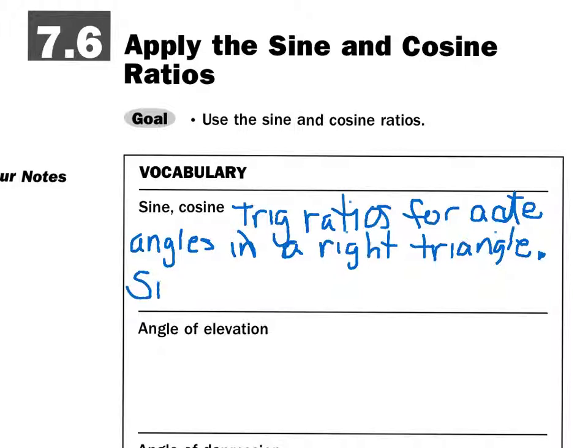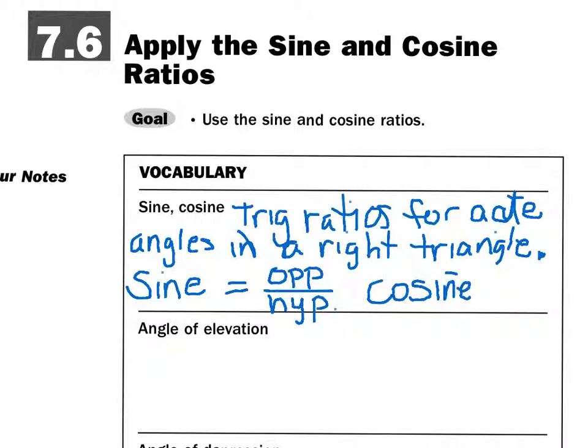The sine function is opposite over hypotenuse. The cosine is adjacent over hypotenuse. Of course, you remember when we say opposite, adjacent, or hypotenuse, we're talking about the leg lengths of the triangles.